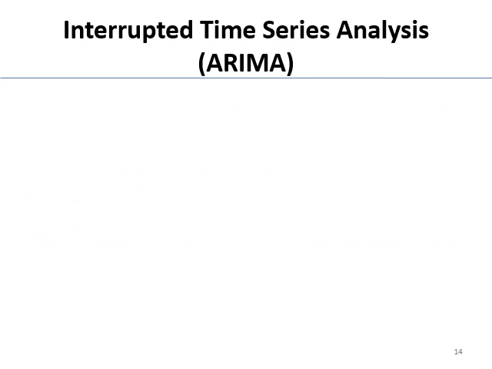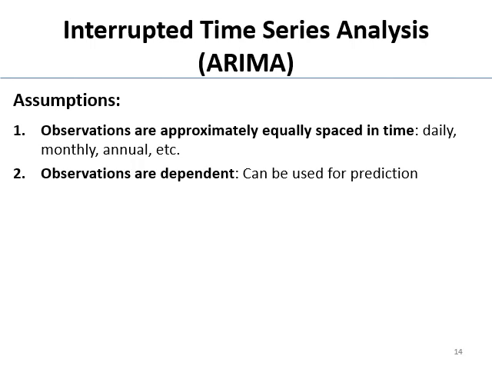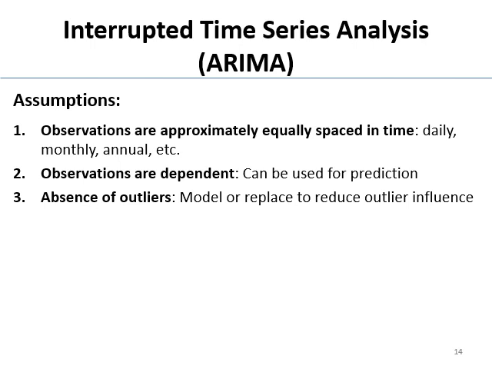So the assumptions are that observations are approximately equally spaced in time. So you've got monthly, for example, or annual measures of an outcome. The observations are dependent, right? You want your observations to be related to each other. They probably are anyway, particularly if they're closer in time, because we use that to take out noise and clean up your series as part of the noise model to predict future observations and past ones. You don't want outliers, so outliers really do jack up time series analysis. If you have points that are really, really high or really low compared to the rest of the series, that's a problem.